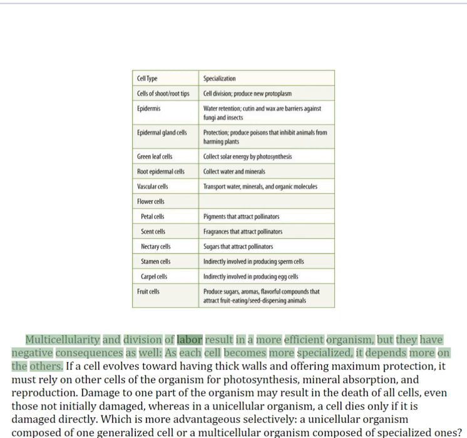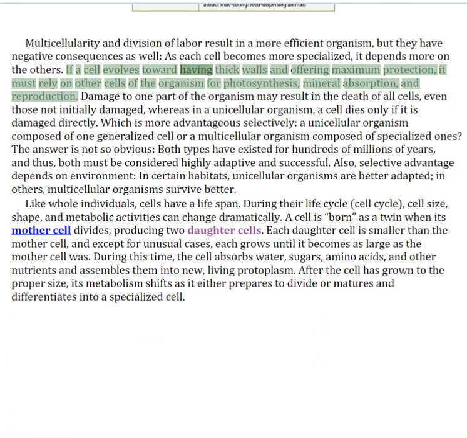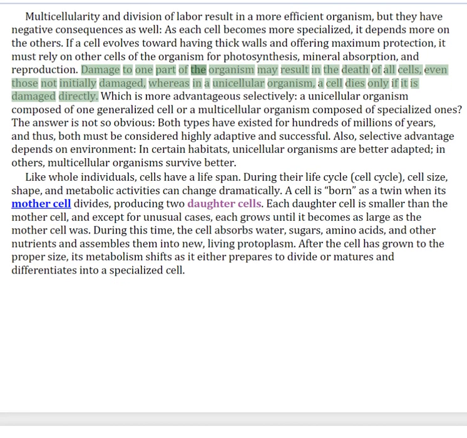Multicellularity and division of labor result in a more efficient organism, but they have negative consequences as well. As each cell becomes more specialized, it depends more on the others. If a cell evolves toward having thick walls and offering maximum protection, it must rely on other cells of the organism for photosynthesis, mineral absorption, and reproduction. Damage to one part of the organism may result in the death of all cells, even those not initially damaged, whereas in a unicellular organism, a cell dies only if it is damaged directly.